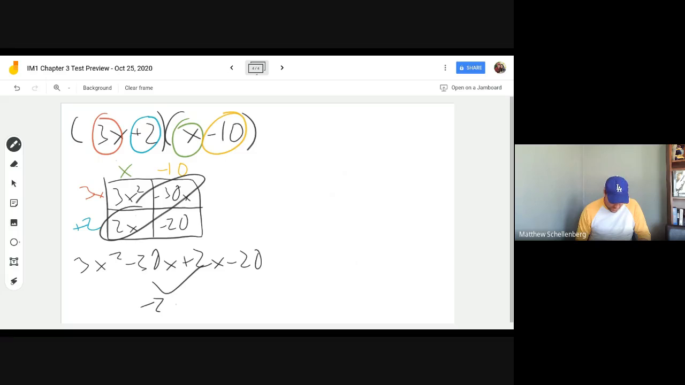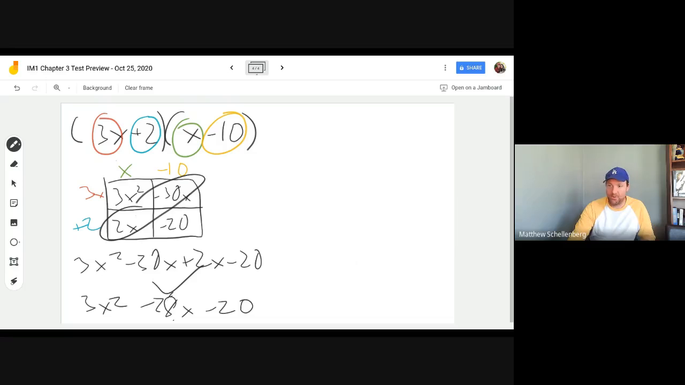These together will give me minus 28x. I apologize for the handwriting. That's supposed to be an 8. And then we have 3x squared minus 28x minus 20. And that is our answer. And that's all you got to do.